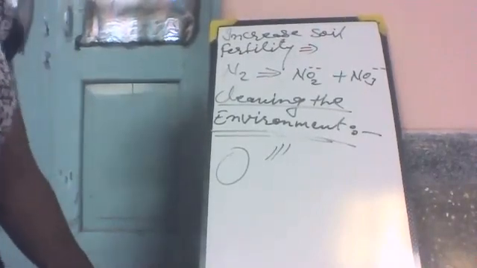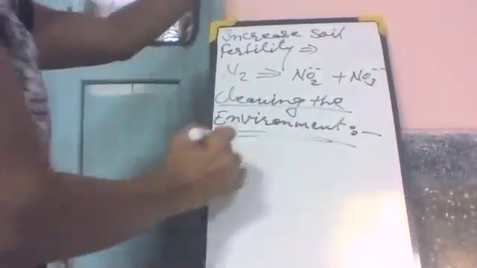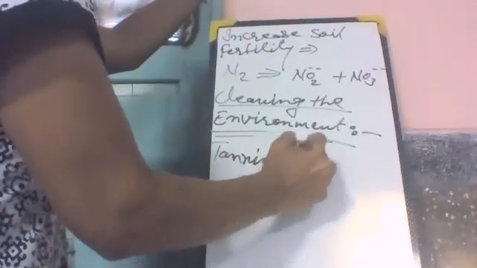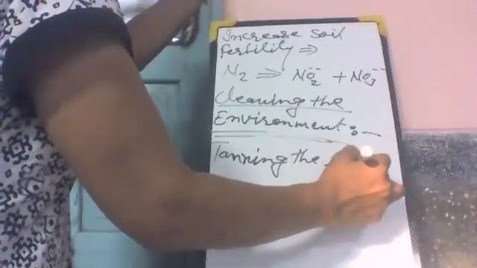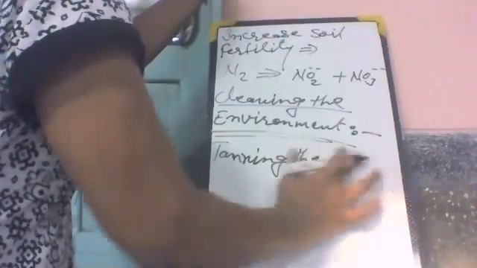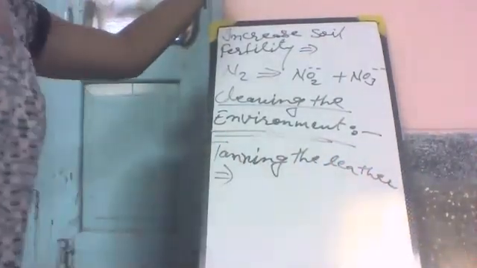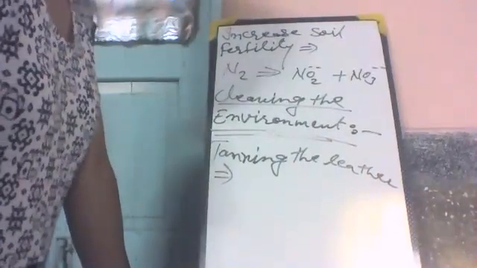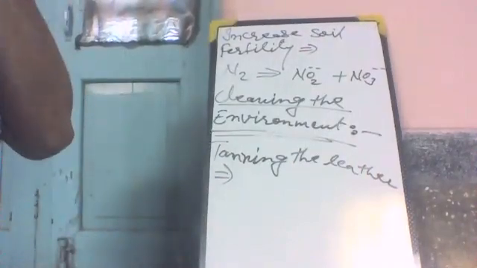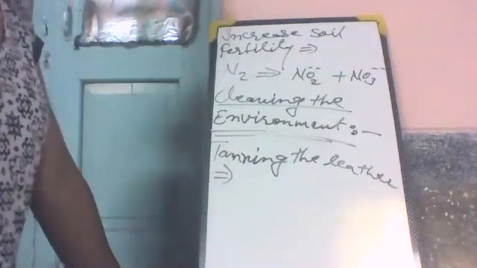Tanning of leather. Another use of bacteria is tanning the leather. Some bacteria are used for curing animal hides and skin. Some bacteria are used for removing the skin from the animal.